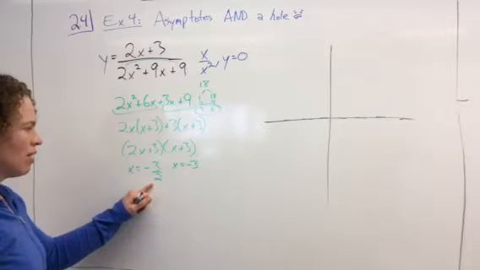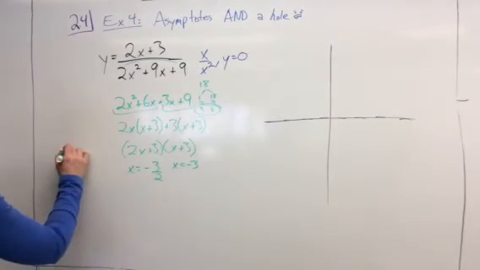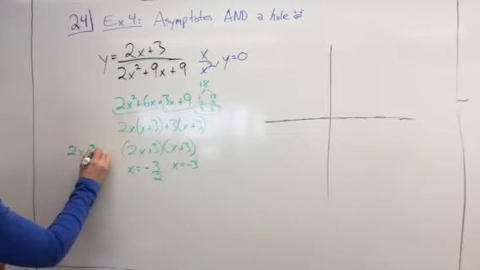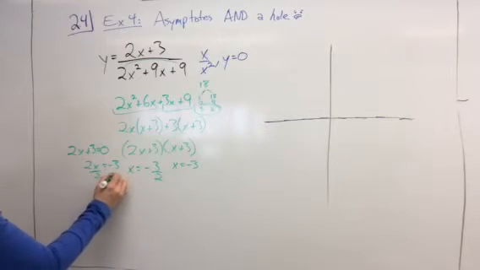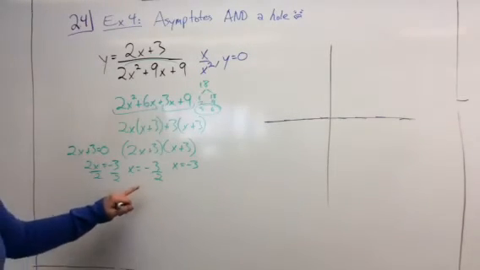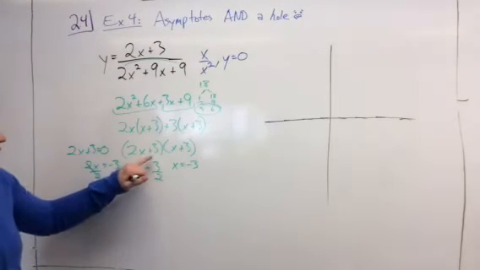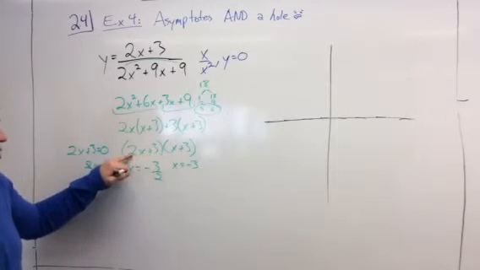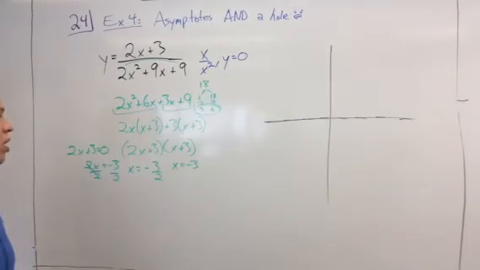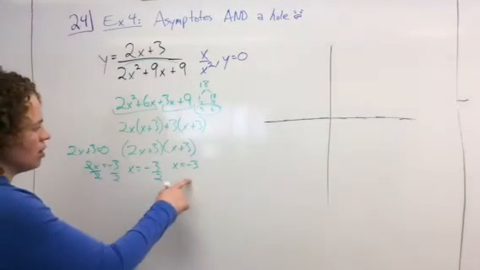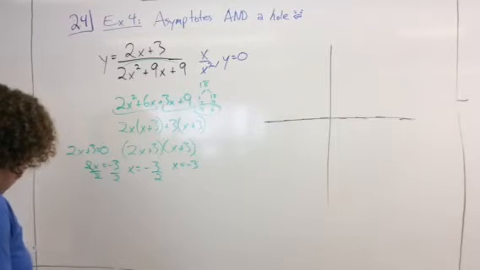And if you're wondering how I do that, you can either write it out, 2x plus 3 equals 0, and then solve it algebraically, or you can just recognize that you switch the sign and you put this number under there. It's just a really quick way to do it. Anyhow, we've got our asymptotes now.